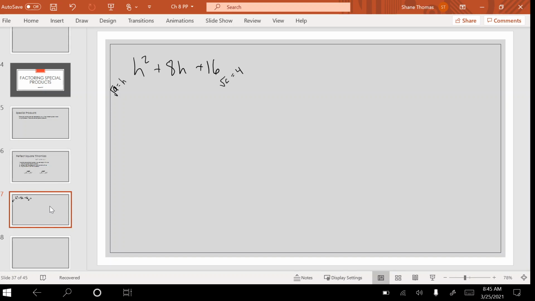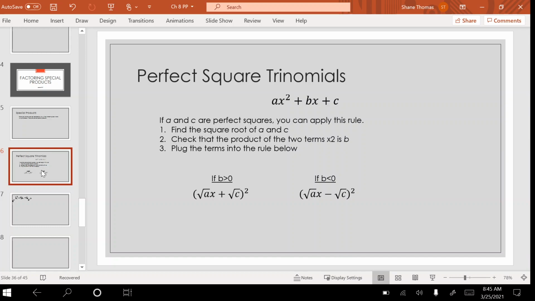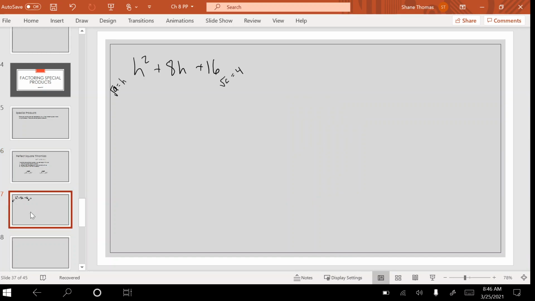Now, what is 4 times h, times 2? Did it work? Yeah. That was the second thing you had to do. After you found the square root for both of them, do a last minute check that the product of the two terms times 2 is b. I found my roots were h and 4. 4 times h is 4h, times 2 is 8, so I'm good to go. That's just your check.